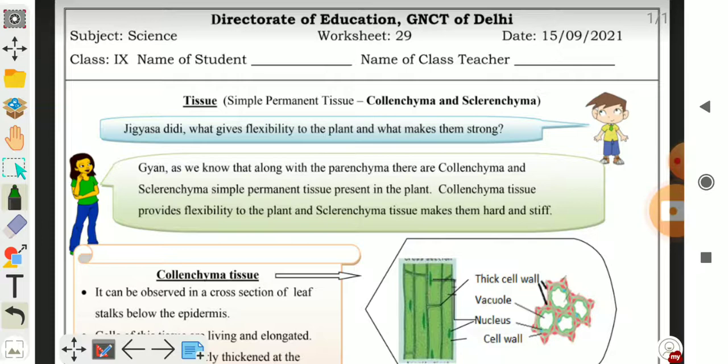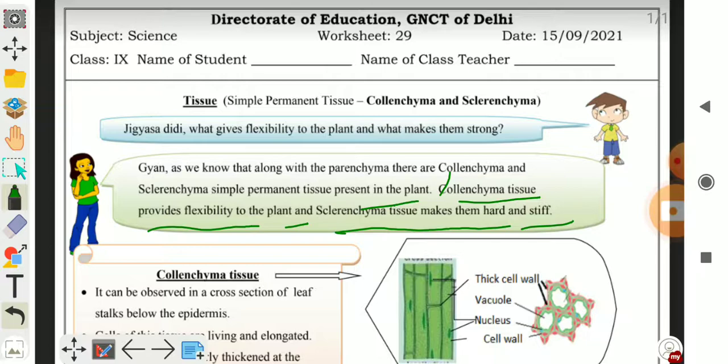Gyan, as we know that along with the parenchyma, there are collenchyma and sclerenchyma, simple permanent tissues present in the plant. So, collenchyma tissues provide the flexibility to the plant and sclerenchyma tissues make them hard and stiff. There are three types of simple permanent tissue: parenchyma, collenchyma and sclerenchyma. Collenchyma provides flexibility to the plant and sclerenchyma makes them hard and stiff.